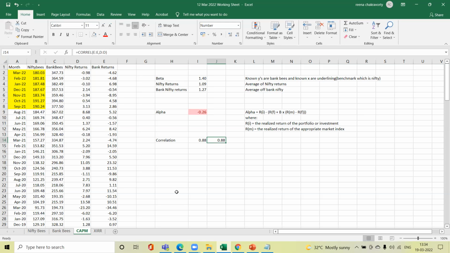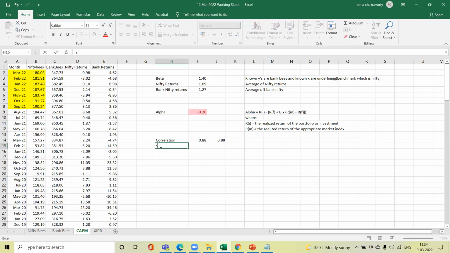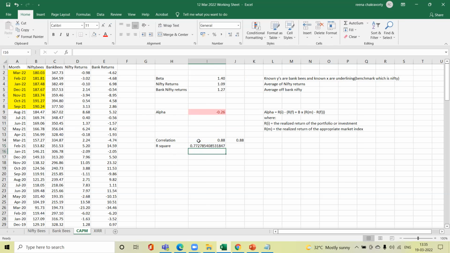Now R square is simply the power of that, the square of that. So R squared is equals to correlation power. Power is shift 6. Change that into smaller. Okay. And you express that in percentage terms. So into 100. 5 there only into 100.